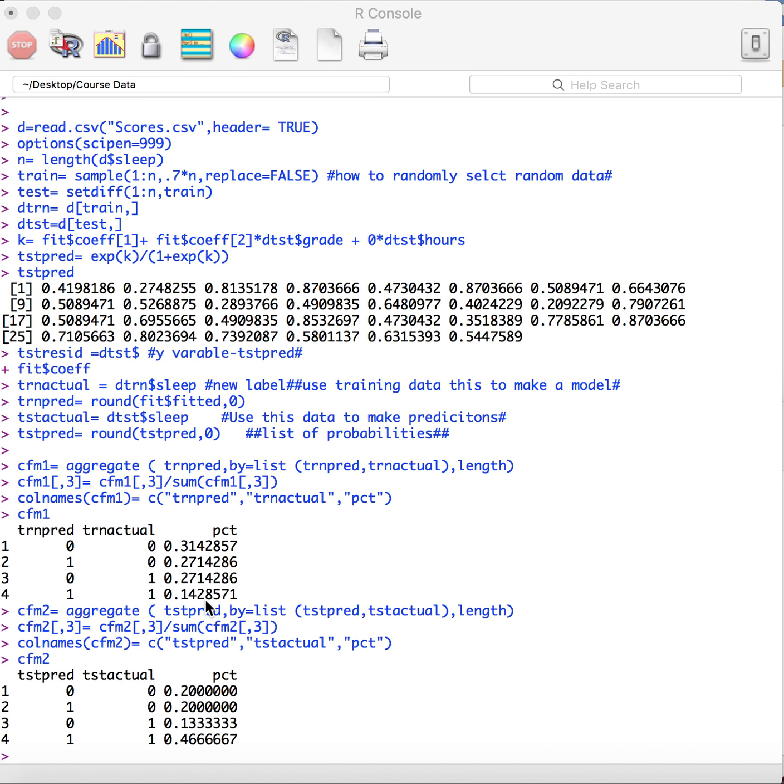It's also important to notice that all of these percentages add up to 100%. And in another video, we'll explain how you compare training and test prediction and accuracy and stability.